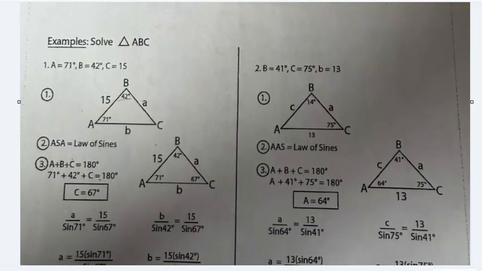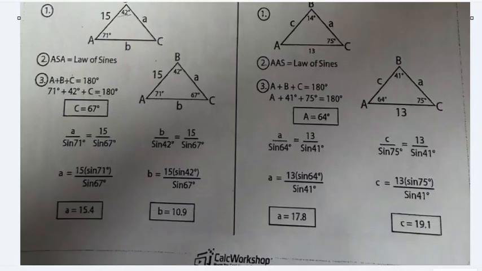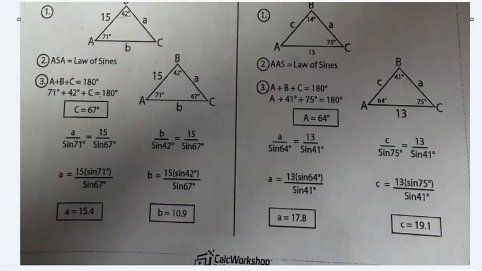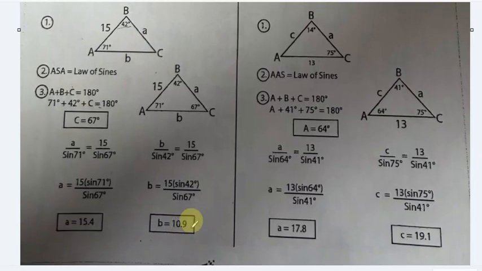And so you just set these up, to where in the first one, you're looking for side A, so A over sine of 71, B or 15, and we just take 180 minus these right here and get 67. So 15 over the sine of 67, cross multiply and divide, and we have our sides, down here of 15.4 and 10.9.